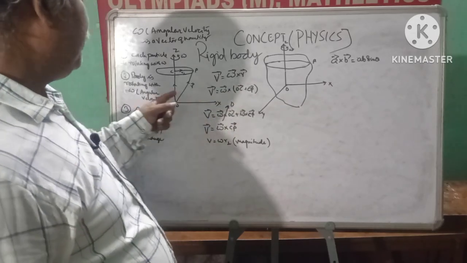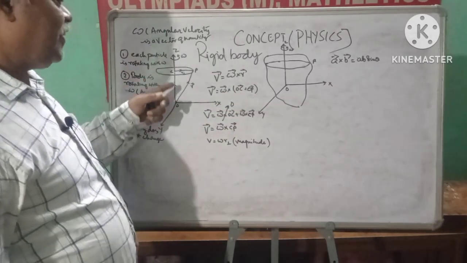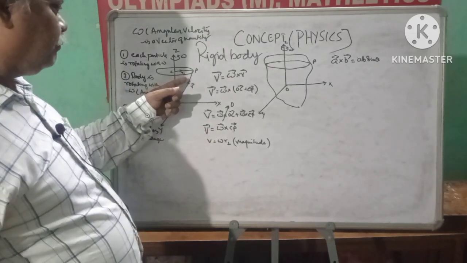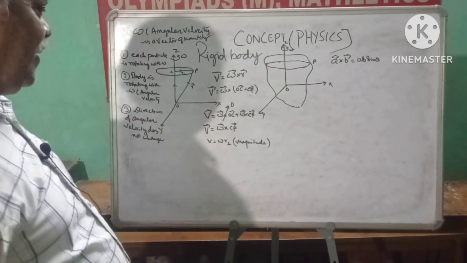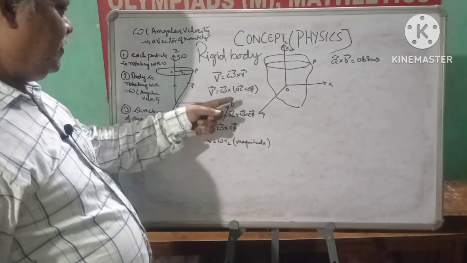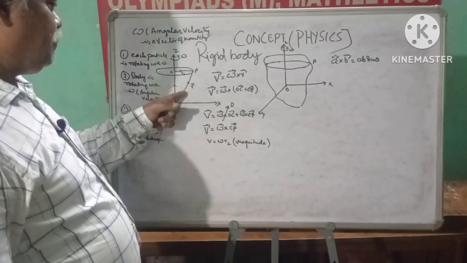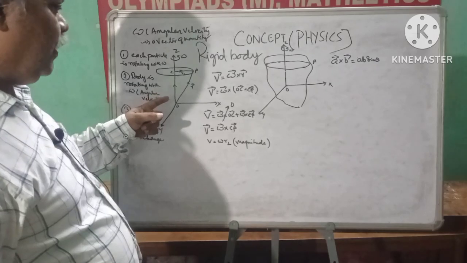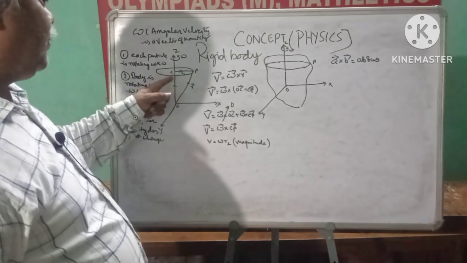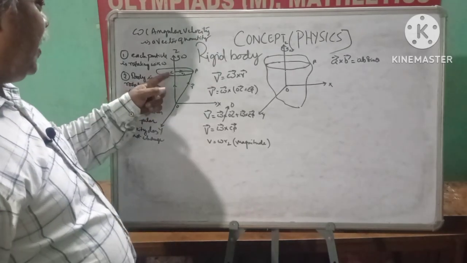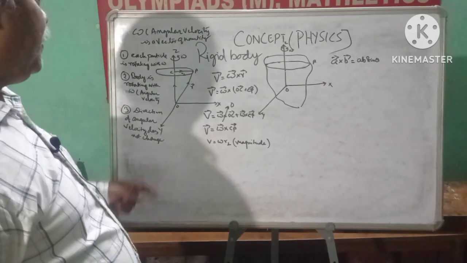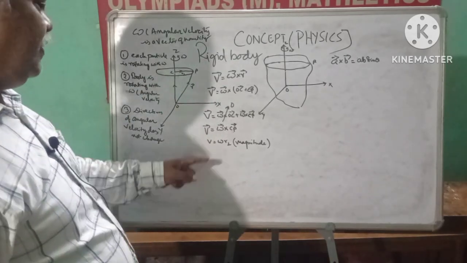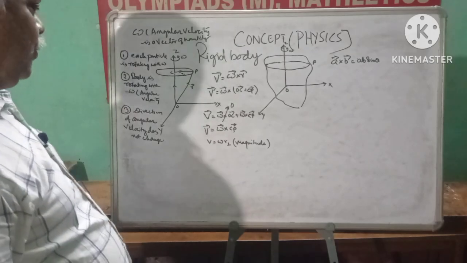Now this is 0 because your omega is in z direction. I have taken omega in z direction, and this CP vector is the perpendicular component of this. So here your omega and this R, they are perpendicular, so sine 90 is 1. So this value is the magnitude.